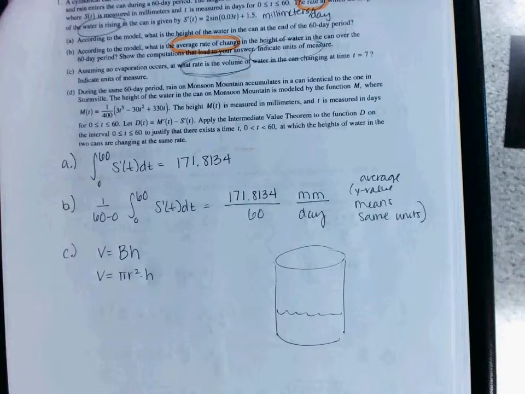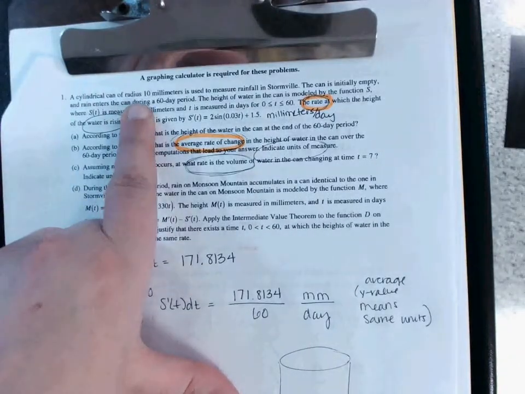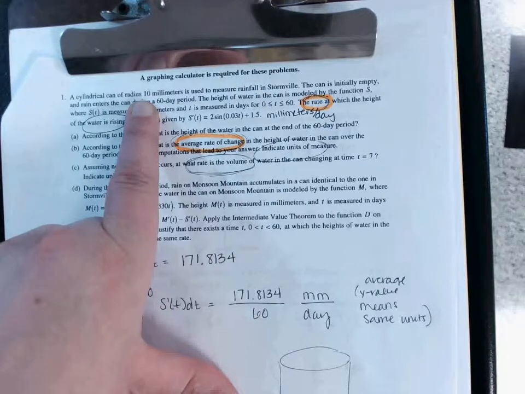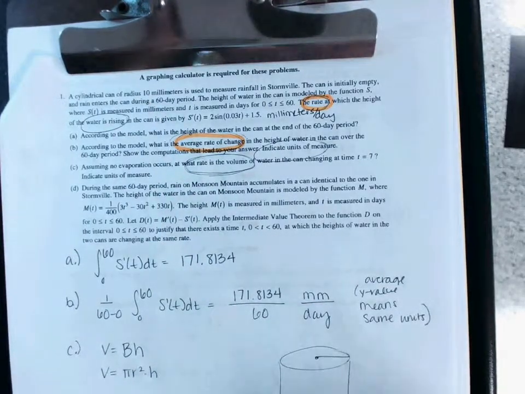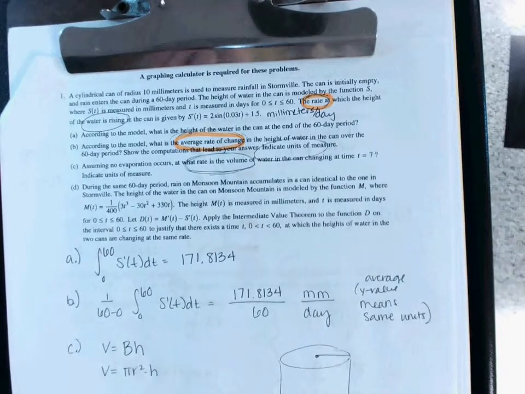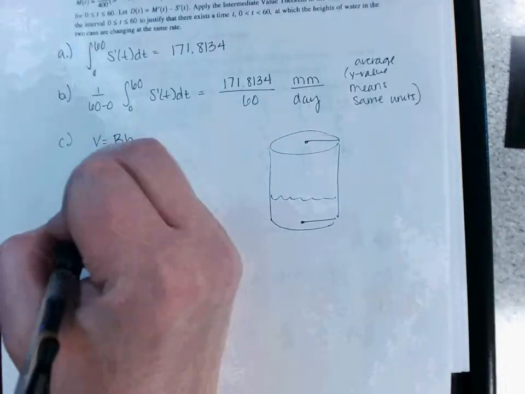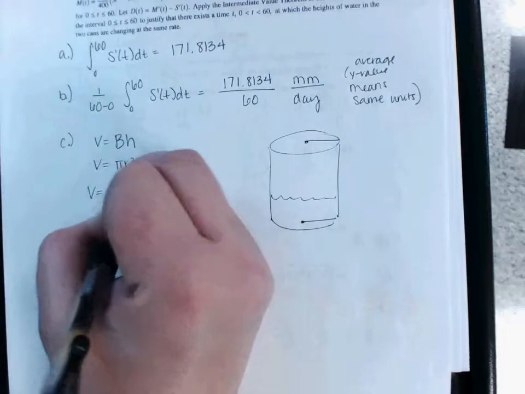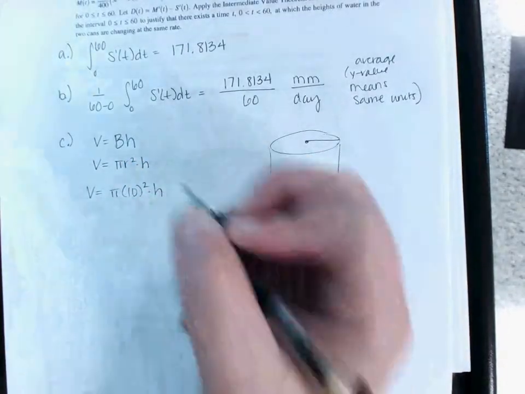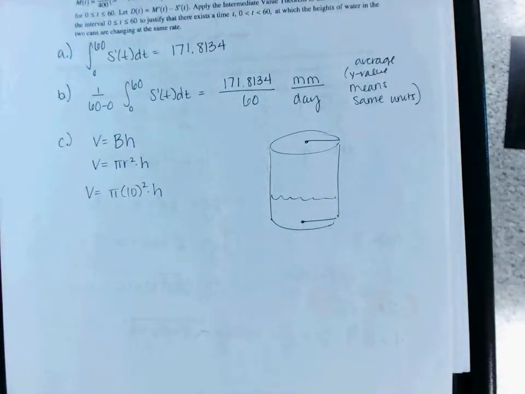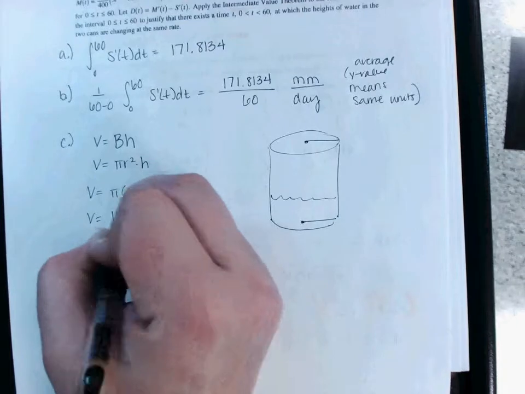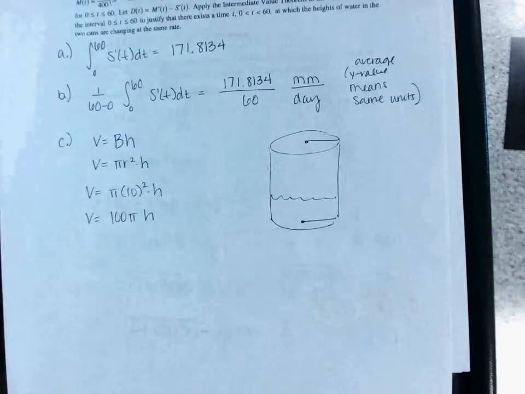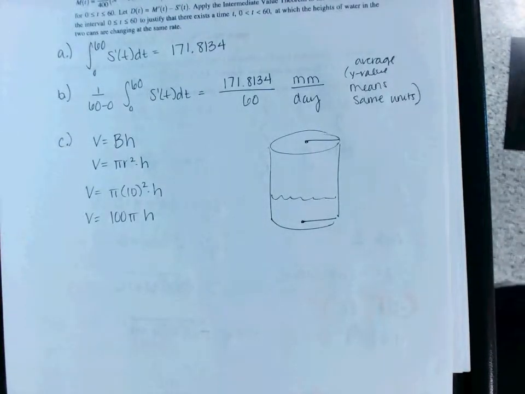So it tells me up here that my radius is 10. My radius is always 10. From the top of the can down to the bottom of the can, my radius equal to 10 is a constant. So I'm going to plug that in right here. Pi 10 squared times h. And then I'm going to change it one more time before I take the derivative. 10 squared is really what? 100. Okay, so let's take the derivative. What is the derivative of V?